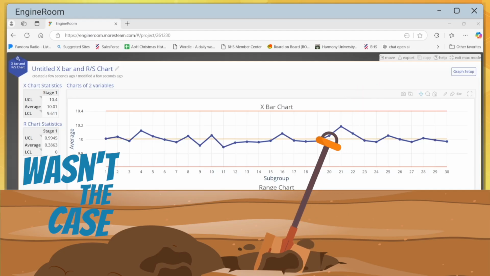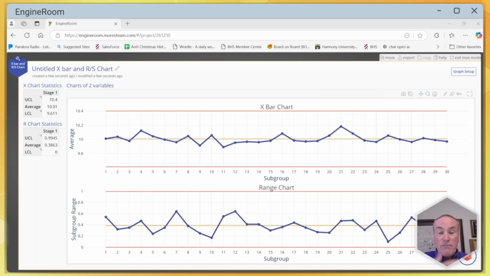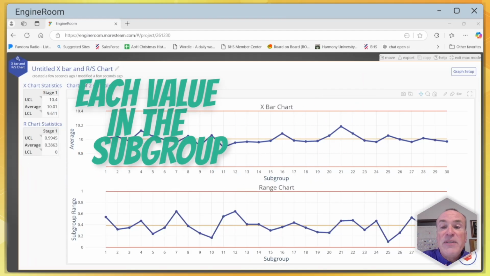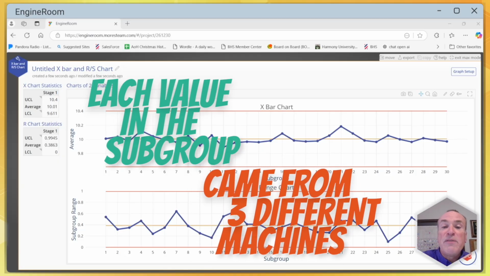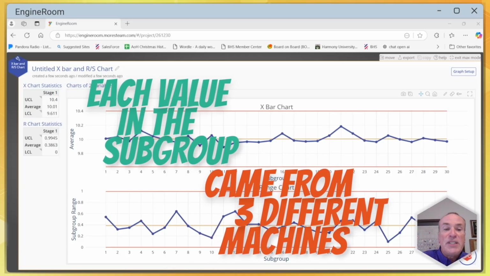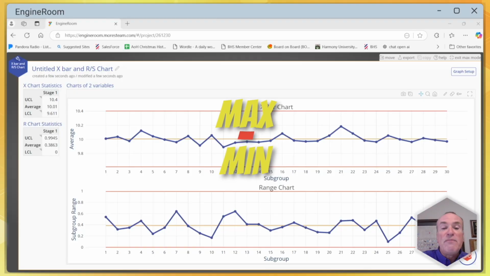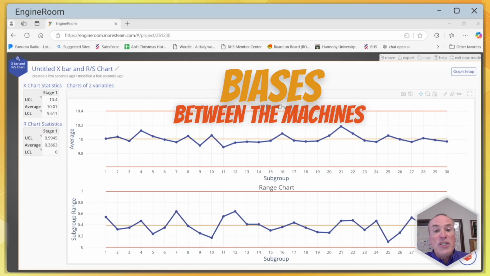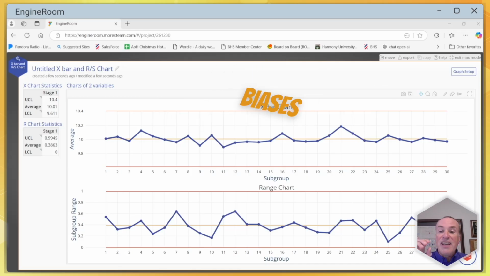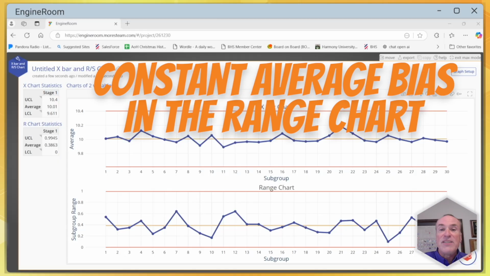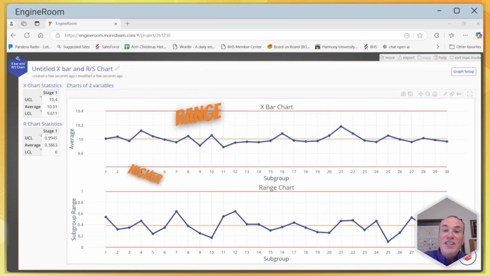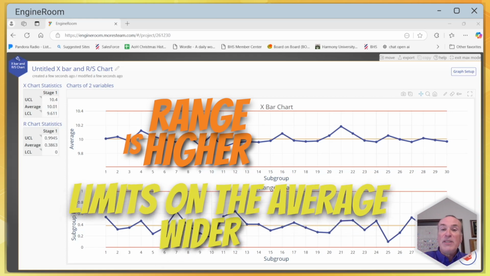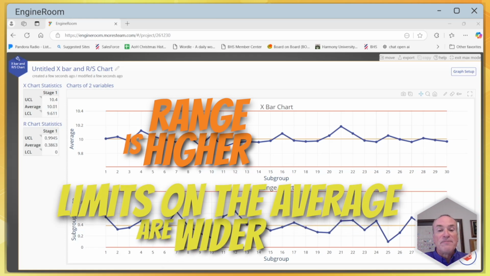In this particular example that I had, each value in the subgroup came from three different machines. They had averaged those together and taken the range of max minus min. Lo and behold, there were biases between the three machines. This results in a constant average bias in the range chart. Because the average range is higher, the limits on the average are wider.